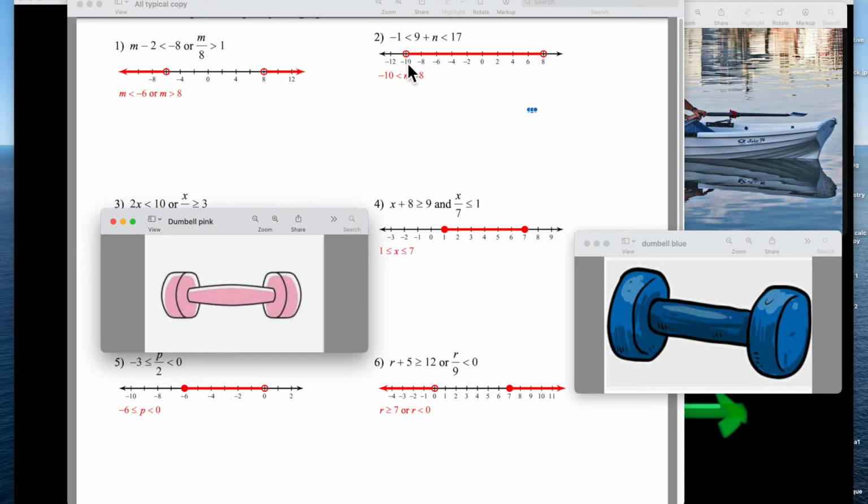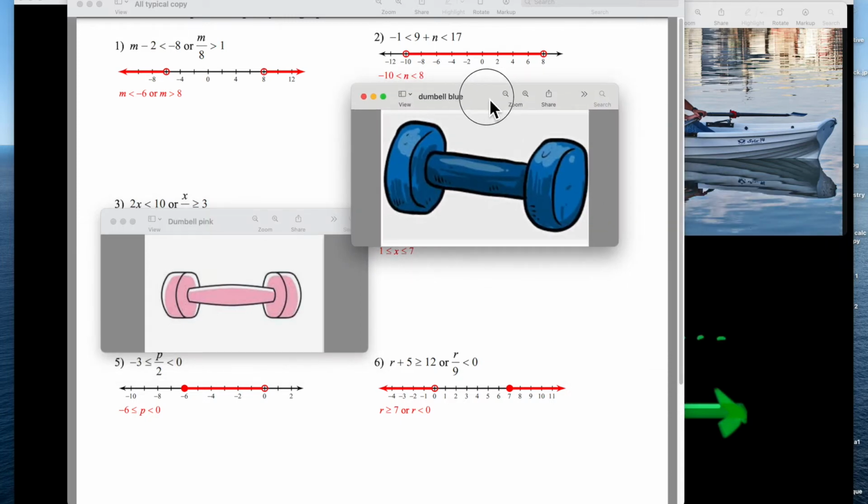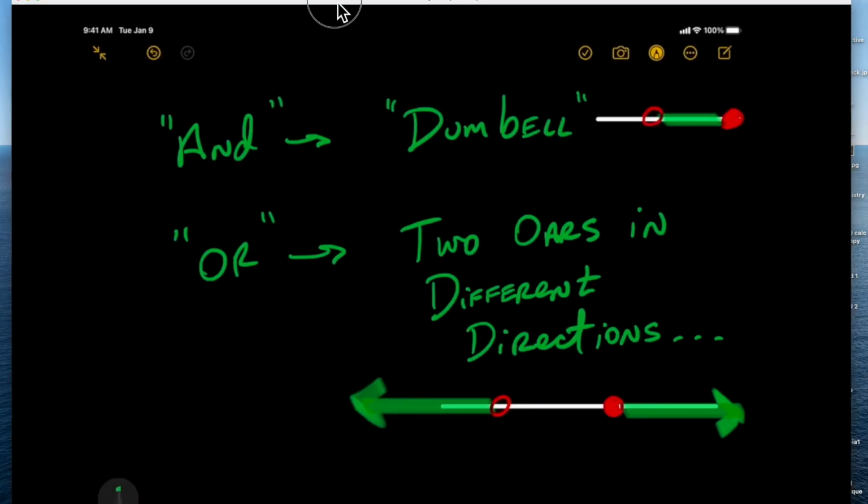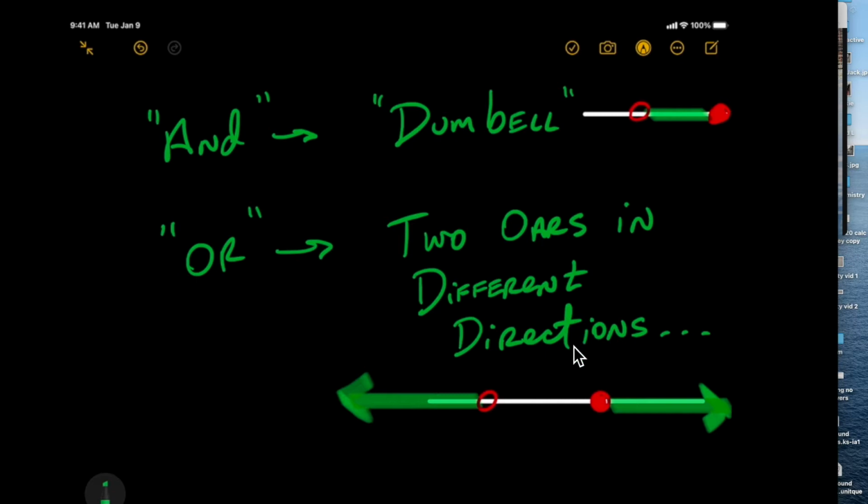Here's another AND problem up here. Look, another dumbbell. Two circles with shading in the middle. So I suggest, folks, that you take a screenshot of this, because the vast majority of AND problems are going to look like a dumbbell, and the vast majority of OR problems are going to look like two oars going in different directions.